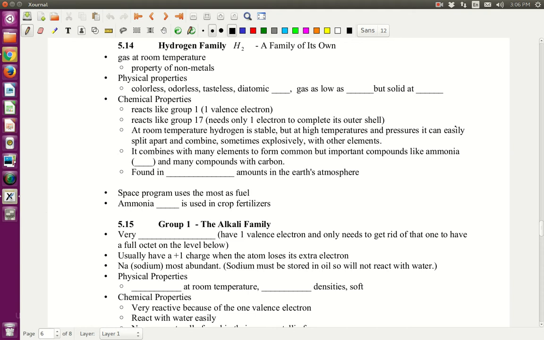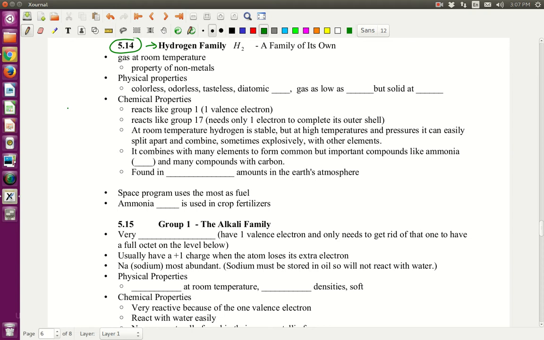I want you to turn to your notes for this section 5.14. If you don't have your notes out, pause the video for a moment and get this section up about the hydrogen family. I'm going to flip back and forth between writing on the notes and watching a few videos that show some of the reactivity of these families.